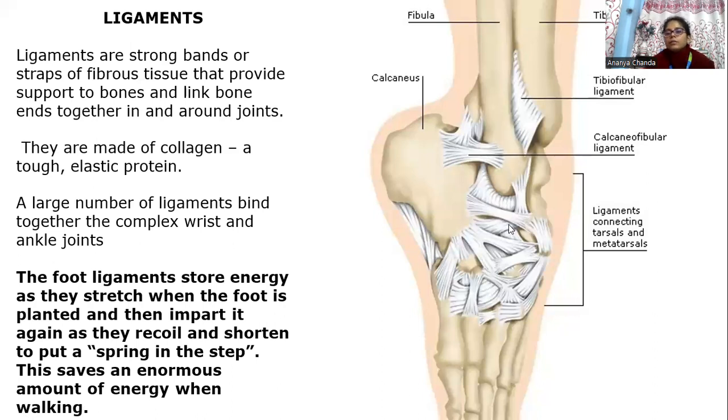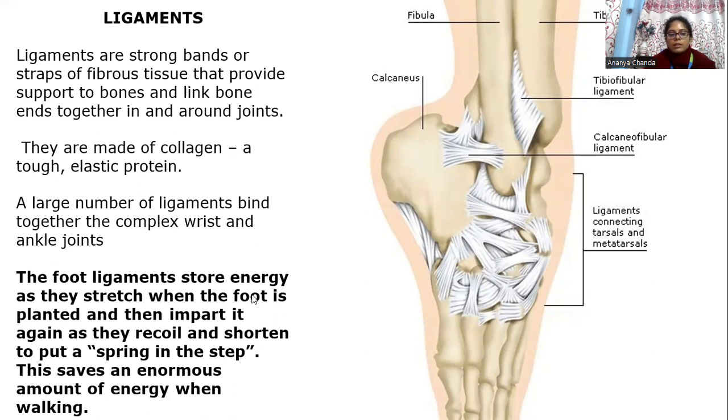So these ligaments are fibrous, band-like structures that help in the linkage between the bones in and around the joint. They are composed of collagen, which is a tough, elastic protein. A large number of ligaments bind together the complex wrist and ankle joints. So the ligaments are mainly found in the wrist and the ankle joints.